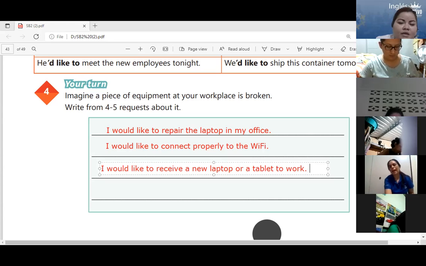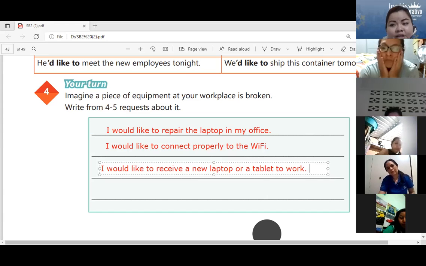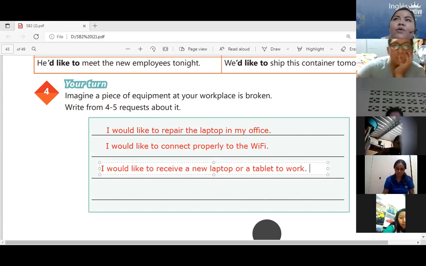How do you say "I would like que el internet corriera más rápido, más veloz"? I would like the internet, but in that case, I would like the internet to run faster.